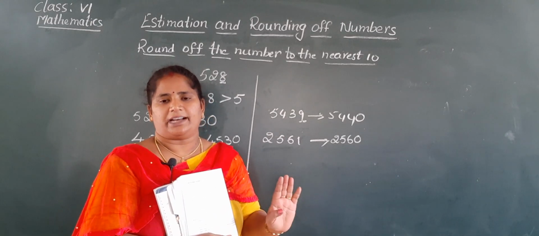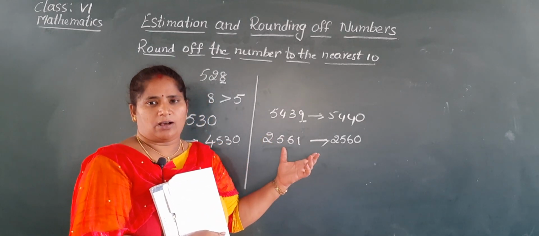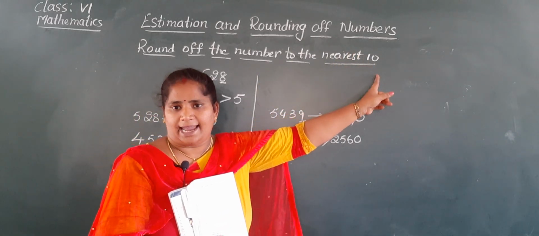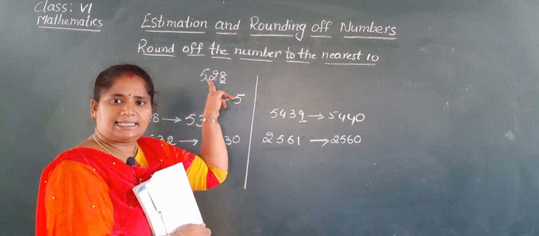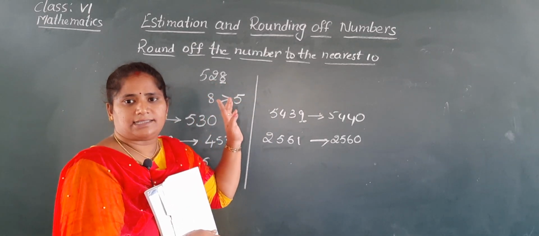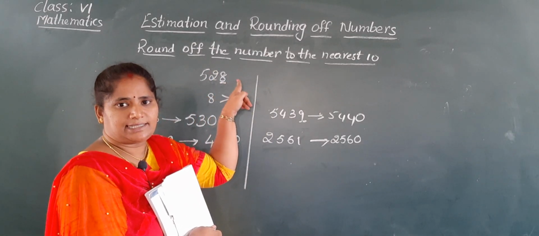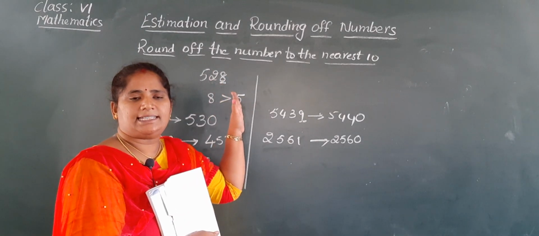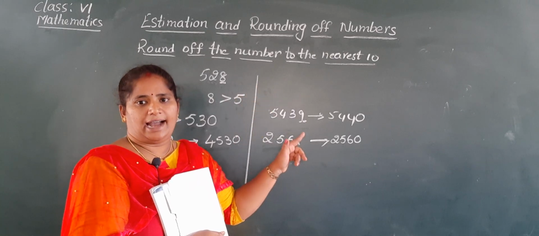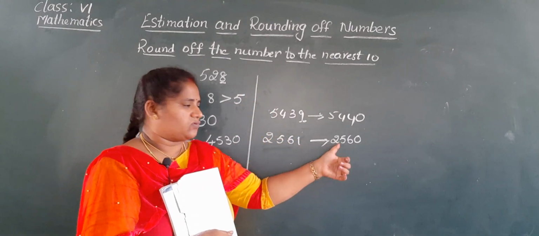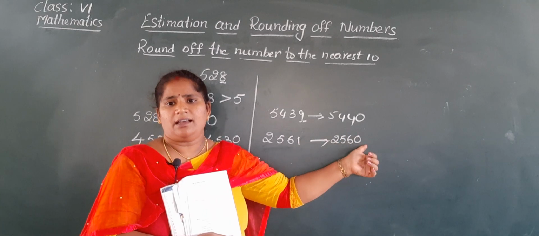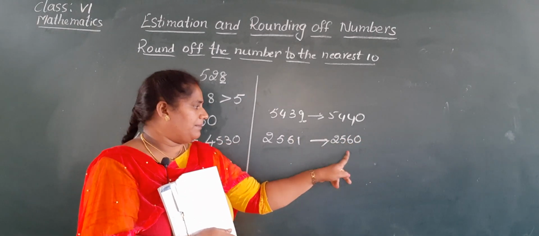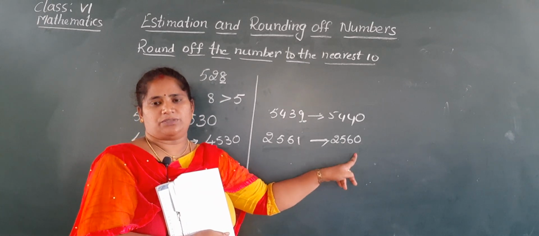Okay, don't get confused. Try to understand the concept. So to round off the number to the nearest 10, this is the tens place, but we don't look at the tens. Just look at the right side of this digit, that is the ones place. If the ones place digit is less than 5, we write the number as it is and keep 0 in the ones place. So only in the ones place we put 0. The remaining digits we write as they are.